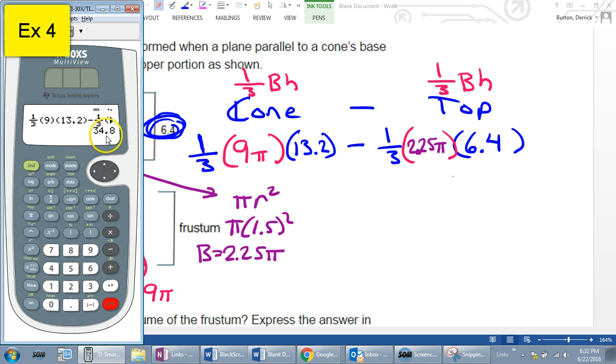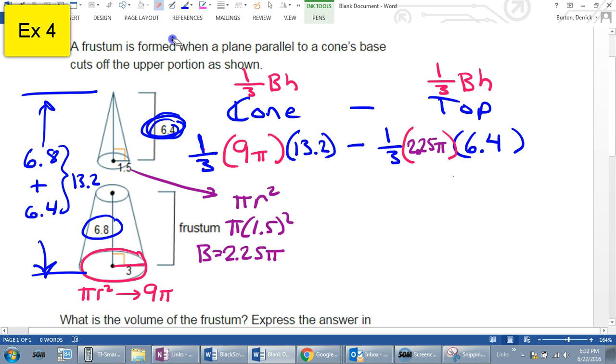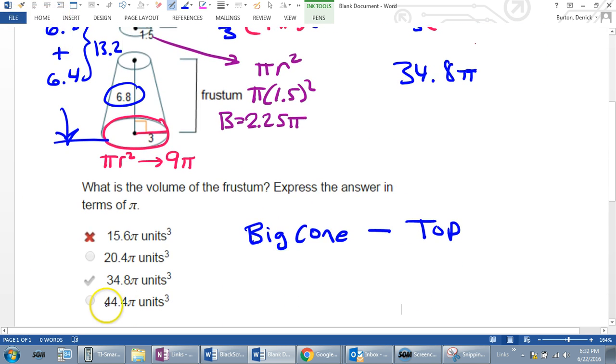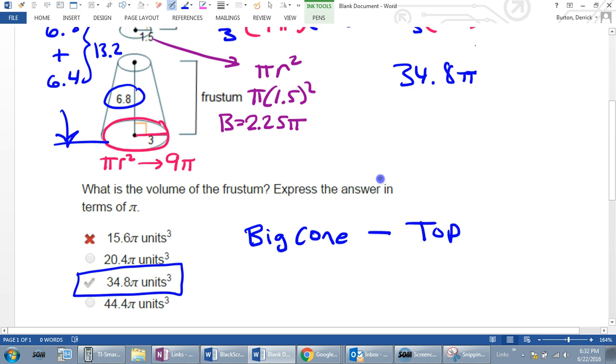So that gives me 34.8 and then pi. I get 34.9. Uh-oh. Okay, maybe I typed in something wrong. Well, I see the answer is supposed to be 34.8 pi. So maybe you did something wrong.